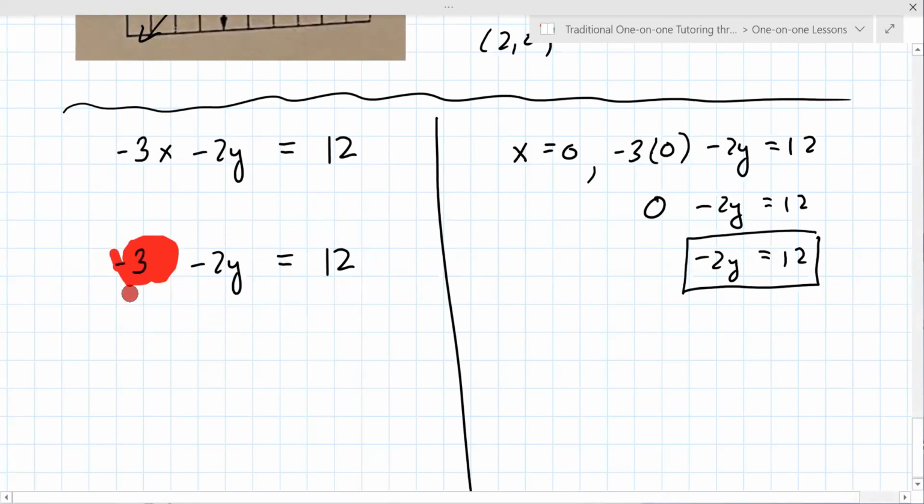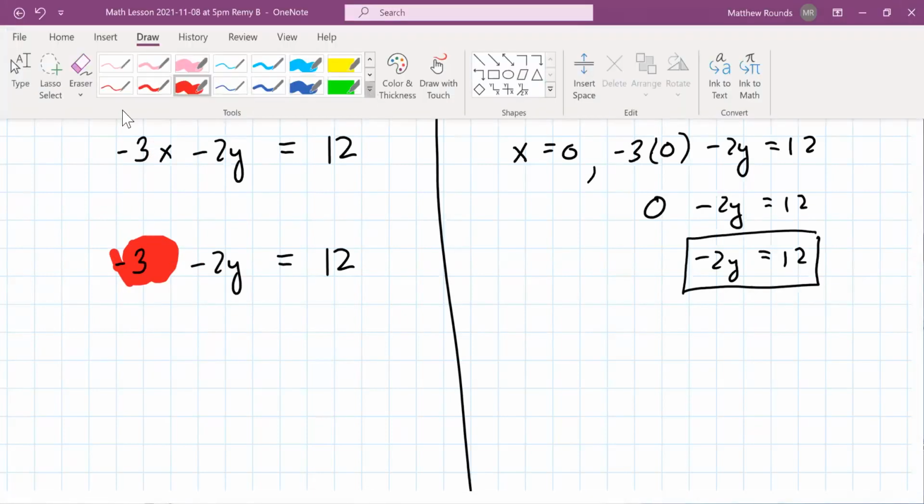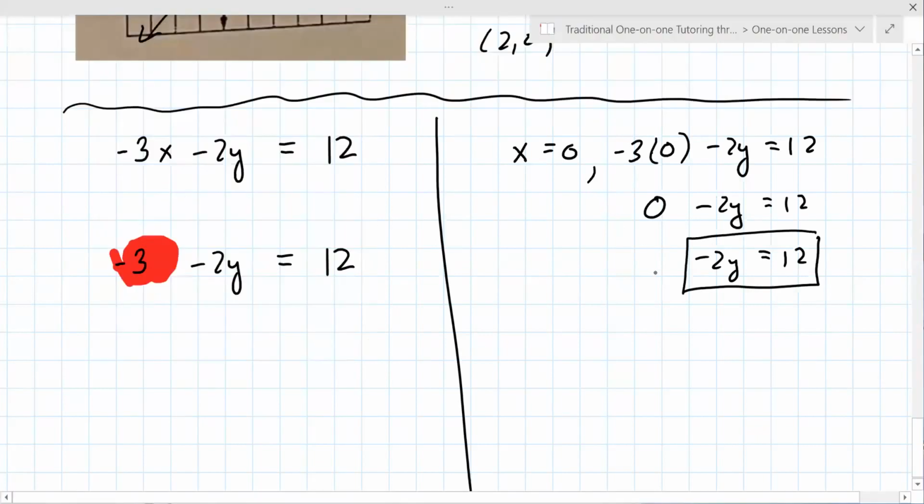That's critical here. We got to get you to see that. Because you don't want to write this every time. You don't want to be putting 0 in every time. So we're going to divide both sides by -2 and y equals -6. So the ordered pair is 0, comma, -6.